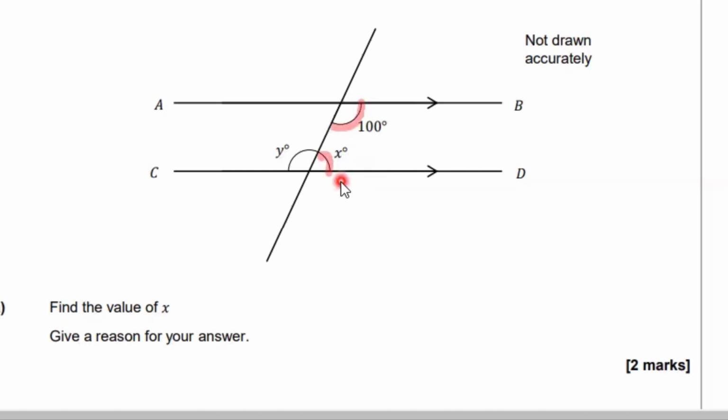And I can see the classic C shape that they are forming over here. And the link that I have with co-interior angles is that they have to add up to 180 degrees. So I know that 100 plus x needs to give me 180 degrees. So x should be 80 degrees. So there we go. The value of x is 80 degrees. And they've asked us to give a reason for our answer. The reason that we are going to mention is because of co-interior angles.